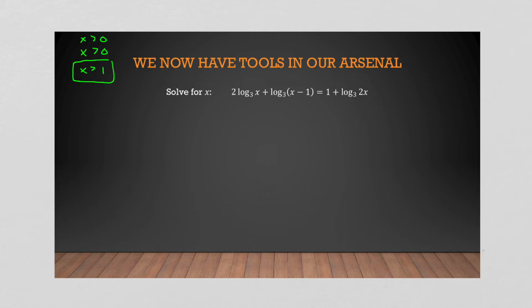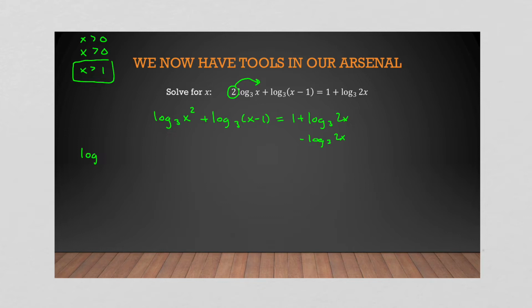So the first thing I'm going to do, I'm going to take this and put it back as an exponent. So now we have log base 3 of x squared plus log base 3 of (x - 1) equals 1 plus log base 3 of 2x. Now, if you've got a whole bunch of logs, let's try to get them all on the same side of the equal sign so then we can combine them at our leisure. So I'm going to subtract log base 3 of 2x from there and from the left.